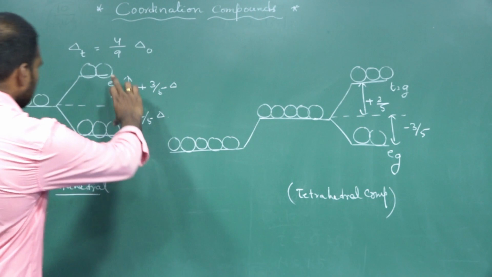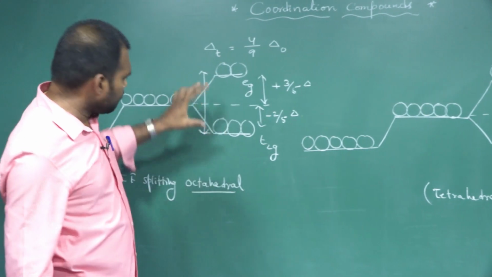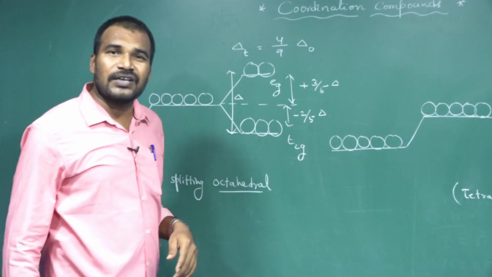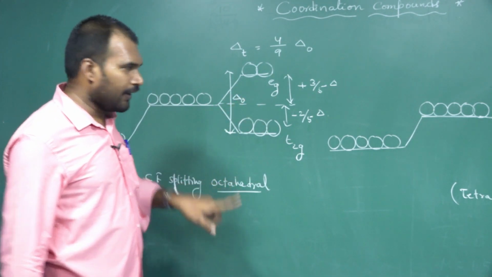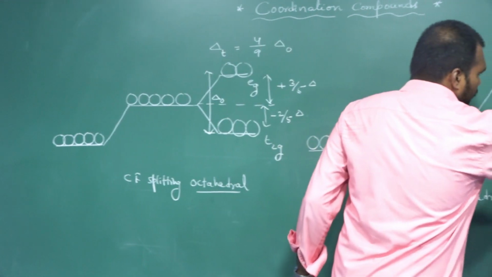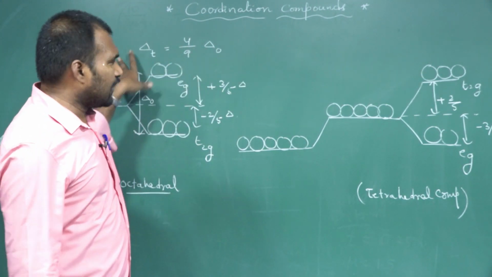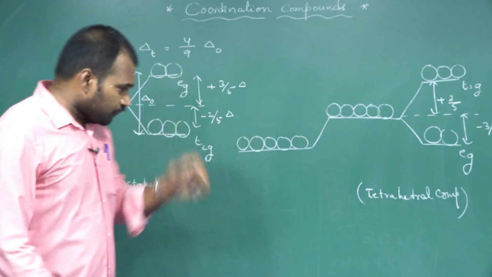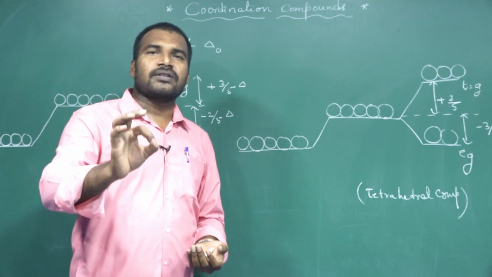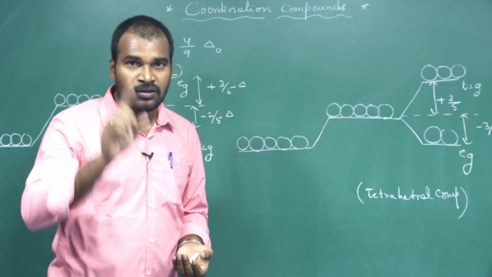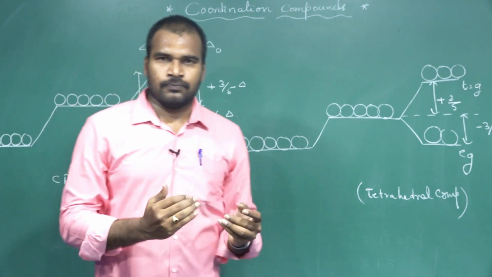I told you this energy difference between the t2g set and the eg set is what we call the crystal field splitting energy. We represent it as delta O in the case of octahedral and delta T in the case of tetrahedral complexes, and this is the relation between delta T and delta O. In fact, this crystal field splitting energy depends upon the strength of the ligand.